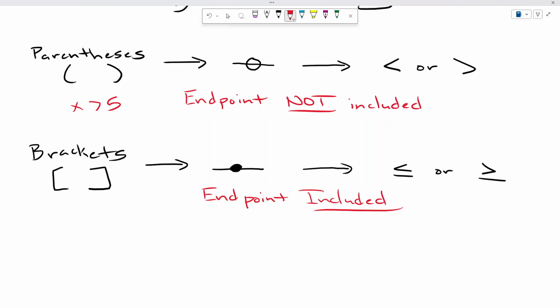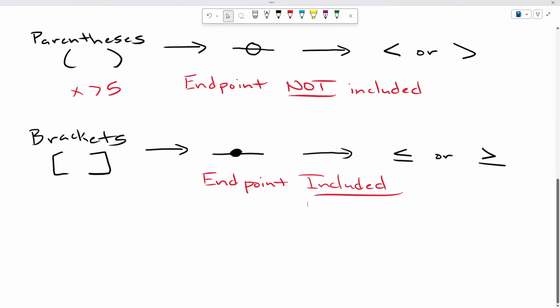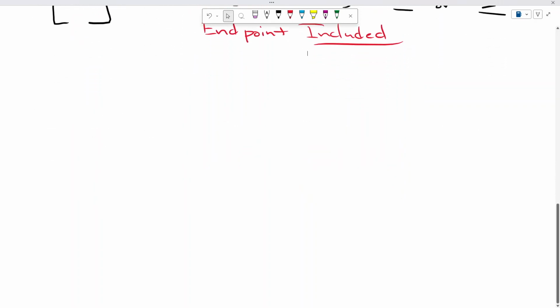Endpoint is included in the solution set. So key distinction here. So if we were given the inequality x greater than 12, in interval notation, our solution set has to be all values greater than 12, but not including 12. So that's why we would do parentheses. So 12 to infinity with parentheses, right? Because we can't include 12, because it's saying it has to be greater than.